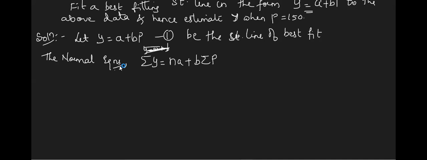Okay, so this is summation. If you multiply by p, you will get summation py is equal to a into summation of p plus b into summation of p square. Okay, that's why I purposely have taken some simple problems where you can identify how to write the normal equations, then a little complicated.